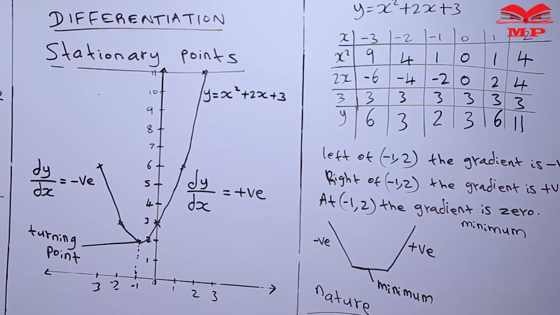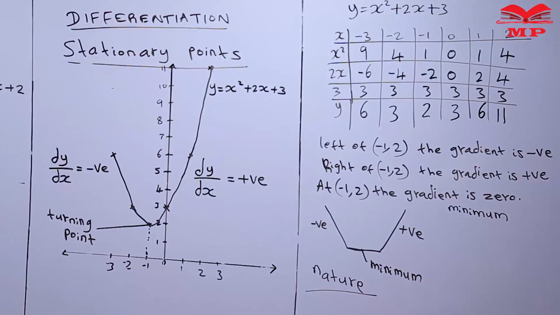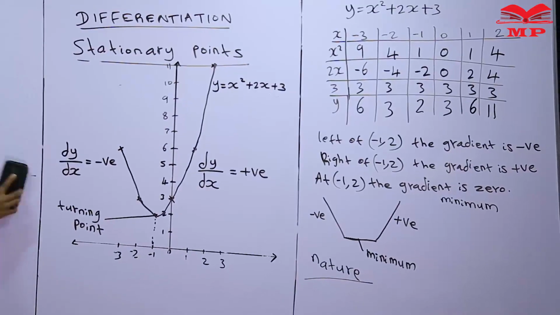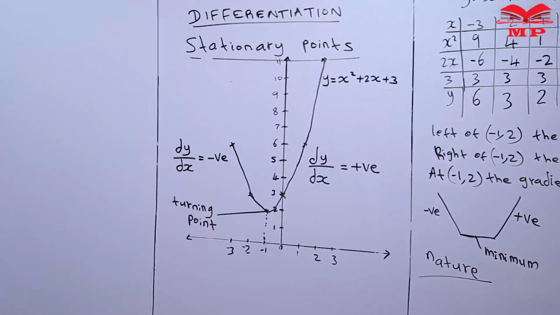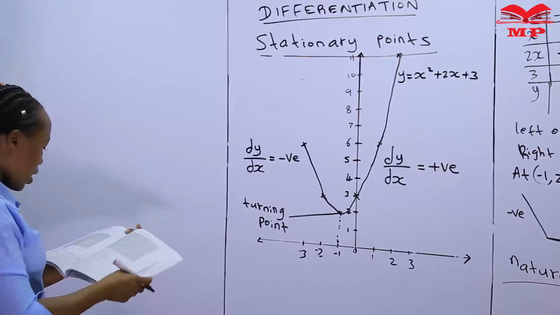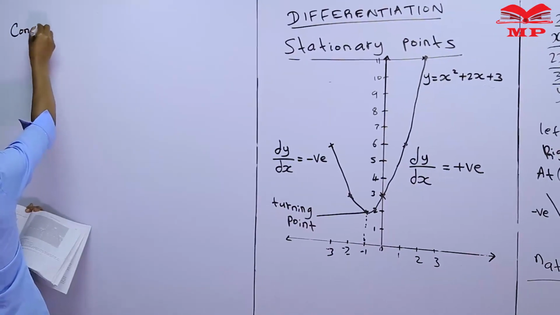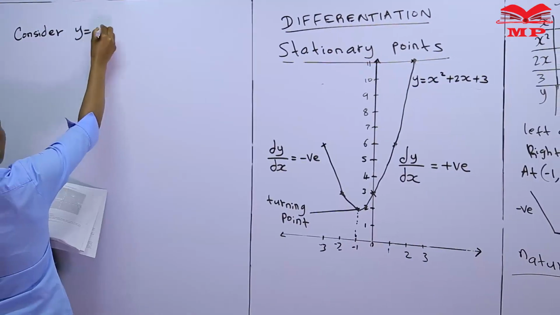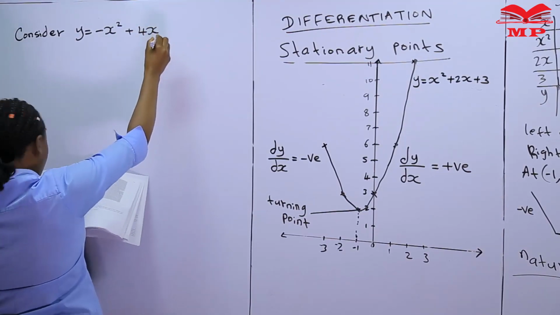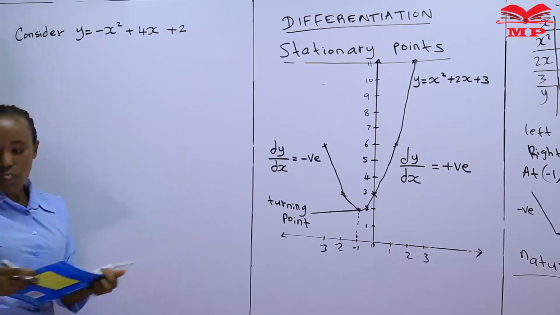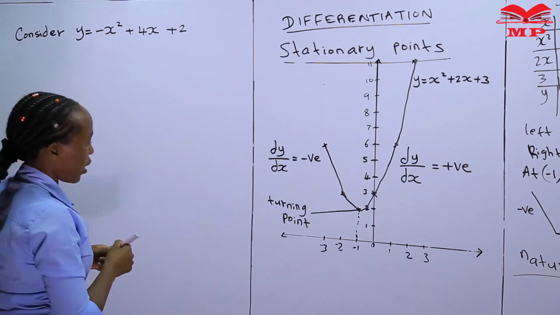So I want us to consider another curve and see what we are getting. One nature of a stationary point is that it can be a minimum. Let's see whether we have another nature. So I want us to consider this curve: y is equal to -x squared plus 4x plus 2. I want us to follow the same steps and determine the nature of the turning point.